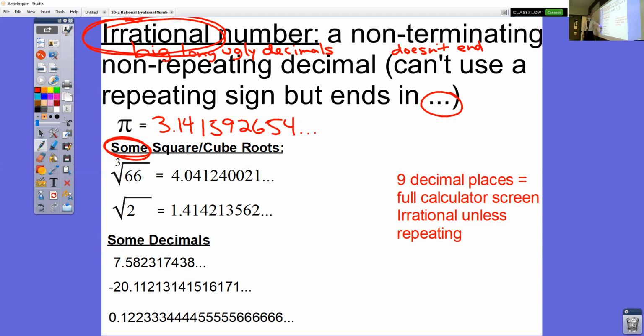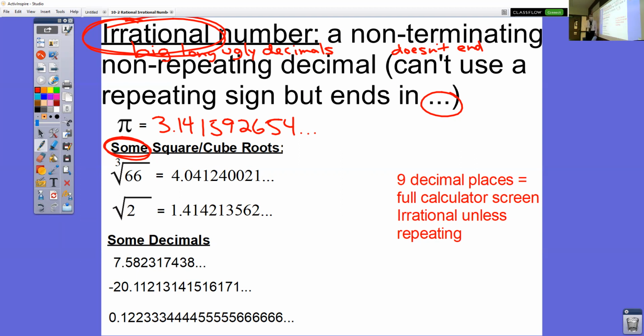Now, this first one is not a trick question. It's just a big, long, ugly decimal. Fills up the whole entire screen on the calculator, and it's not repeating. But take a look at this middle one. Negative 20.1, what do you think that next number is? 8. So there is a pattern there, but the pattern is not a repeating pattern, all right?